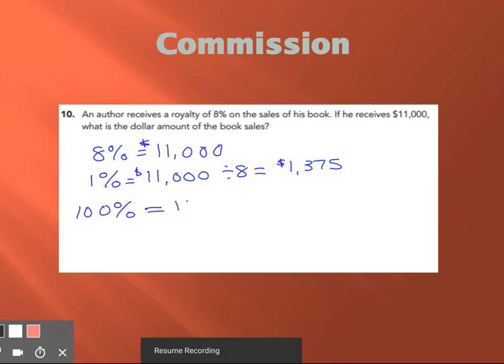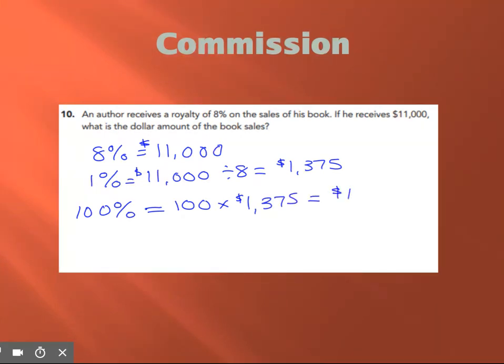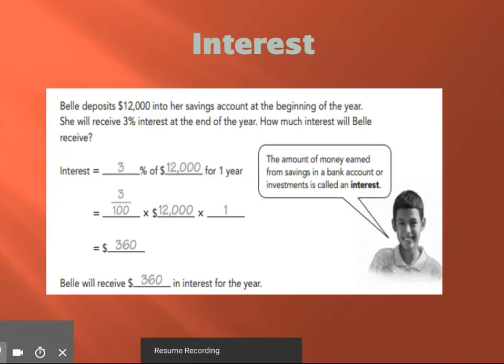So now to find 100%, we're multiplying. You're going to multiply 100 times 1,375, which I'm just adding 2 zeros on here. And you would get $137,500. Okay, so next we're talking about interest.